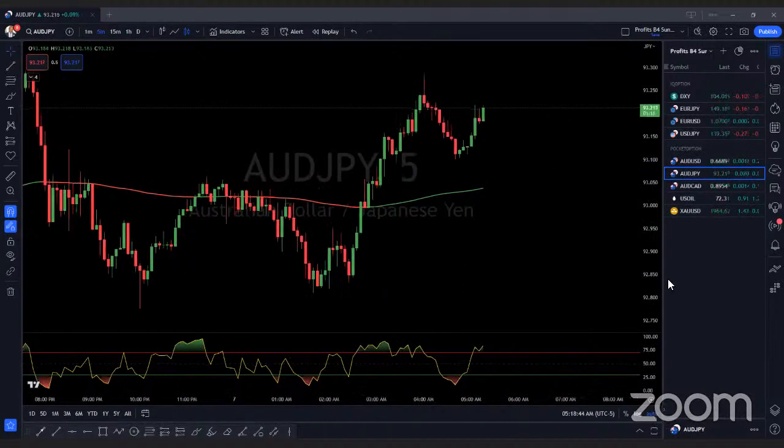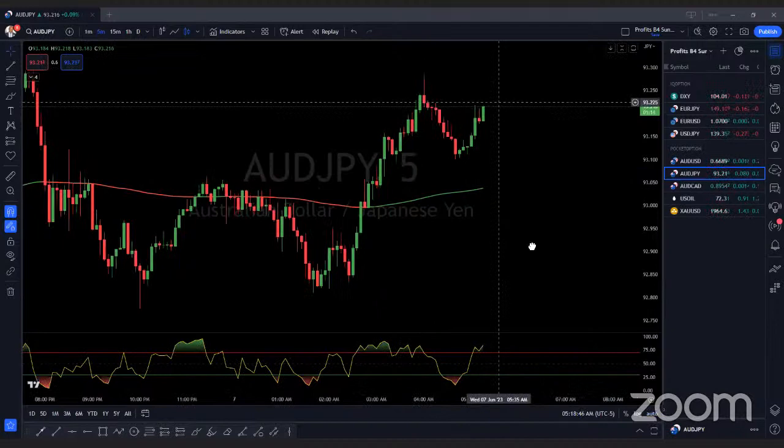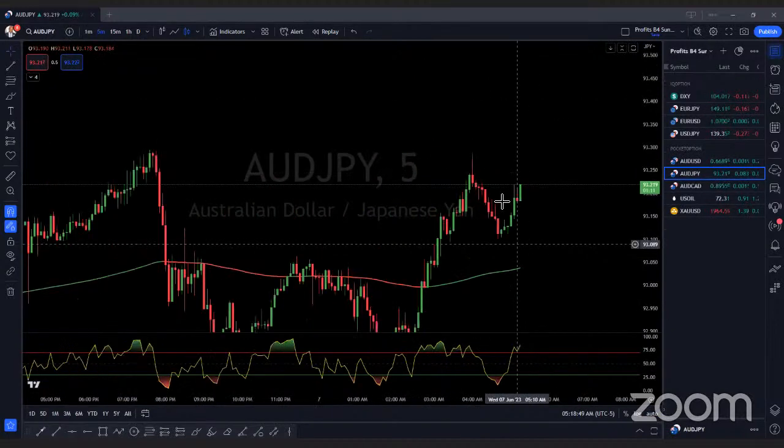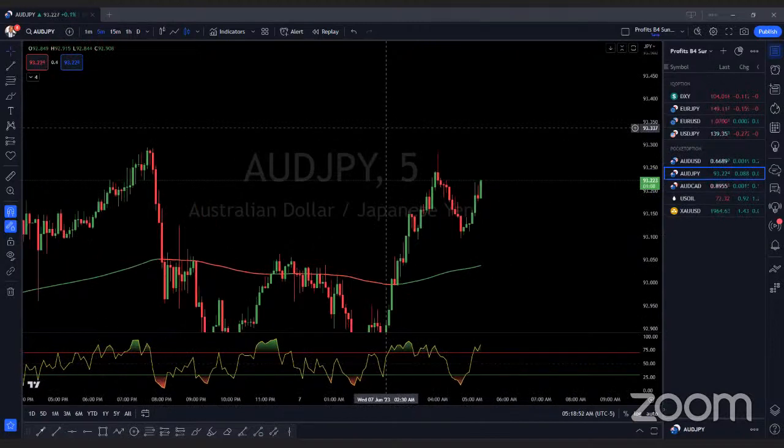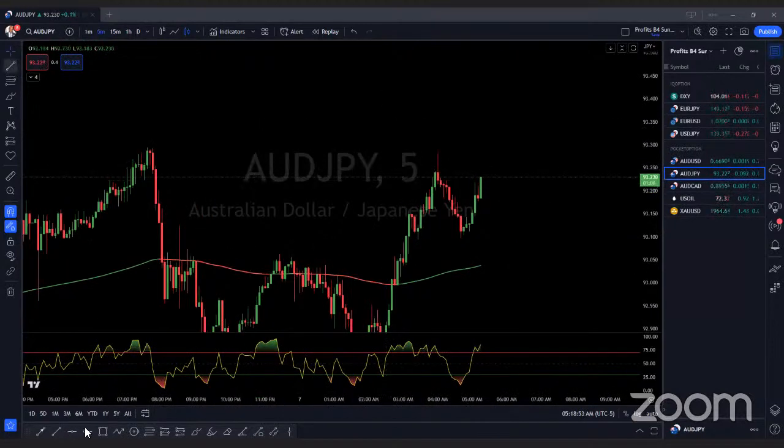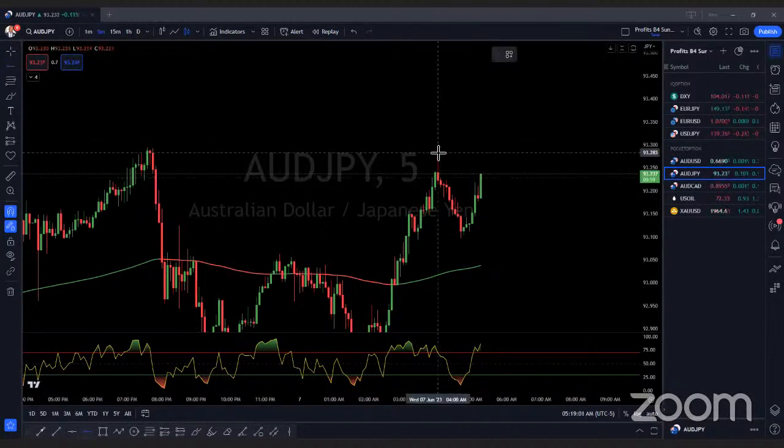The next opportunity for AJ without any delay would be this high with this humongous wick showing lots of selling pressure at this zone. Let's go ahead and identify that with a horizontal ray down here. And we're gonna find the zone. How do we find the zone?